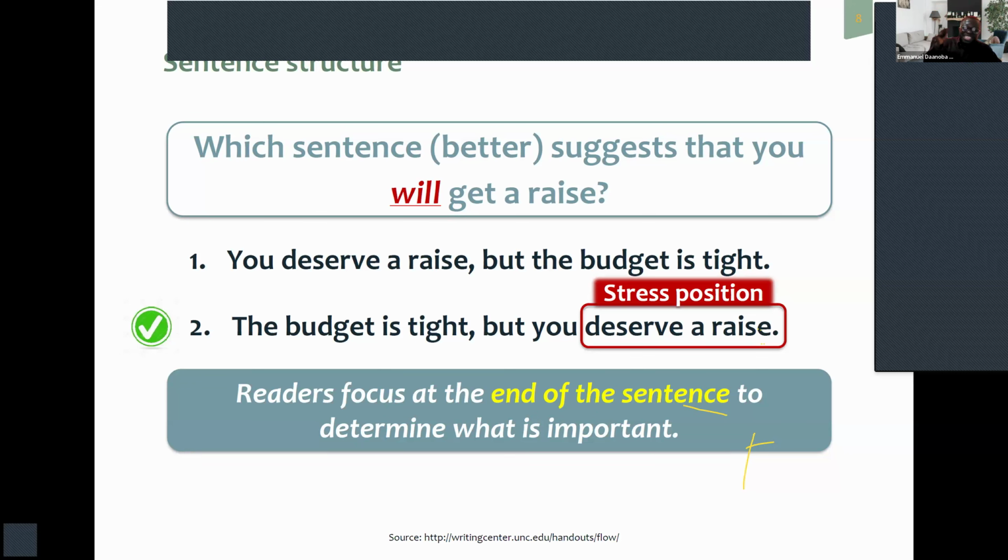The stress point is you deserve a raise. So readers focus at the end of the sentence to determine what is important. That is what the readers are always looking at. So there is something we call the stress point. In the sentence structure, the stress point should also be featured towards the end of the sentence. That is how you structure sentences. When you do that, it motivates the reader to want to check the next sentence, because the first sentence ended with the stress point. Then I want to get more about the stress point. You will be building on the stress point in the beginning of the next sentence. Then the readers will continue to enjoy your work.